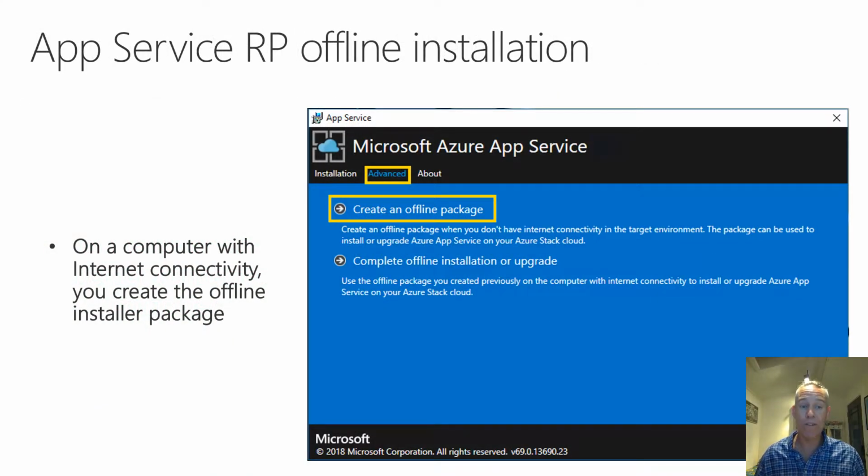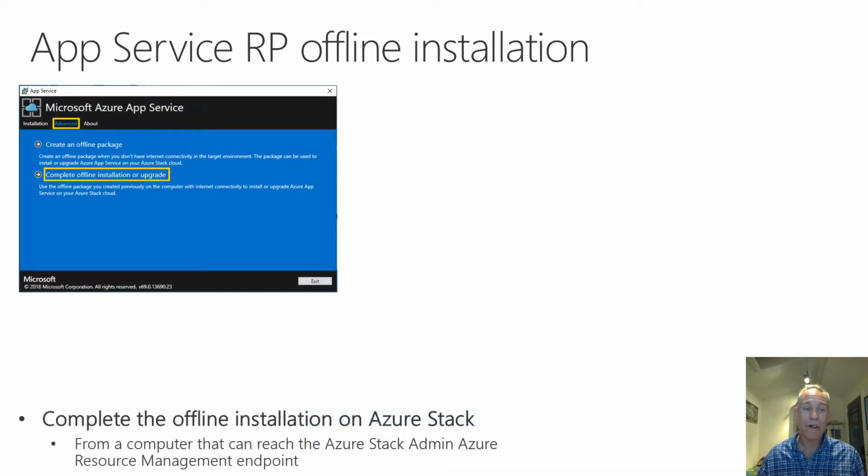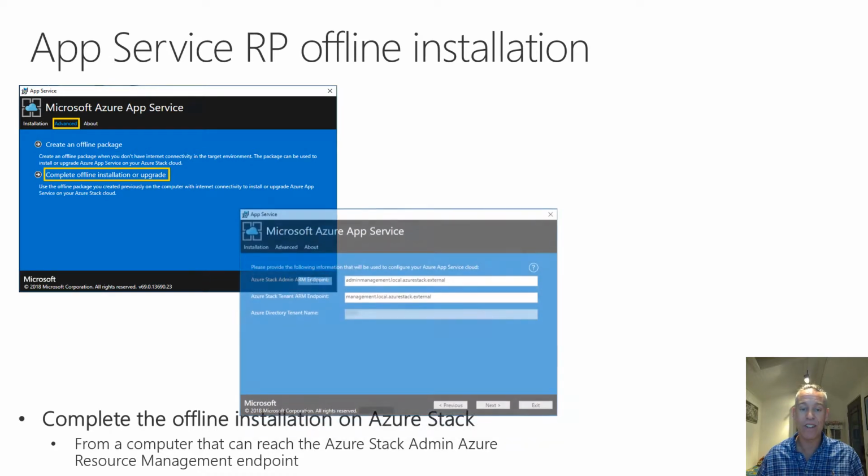So here's what it looks like for the App Service resource provider. So this is from your connected workstation. You'll connect up, you'll get the software, and when you run it, it asks you this question right off the bat. Do you want to create an offline package? So you'll select that, you'll create an offline package, and then you will take that offline package into your disconnected environment. And then you'll run it over there and you'll say, hey, I want to complete the offline installation now that I'm on the other side, the disconnected Azure Stack side.